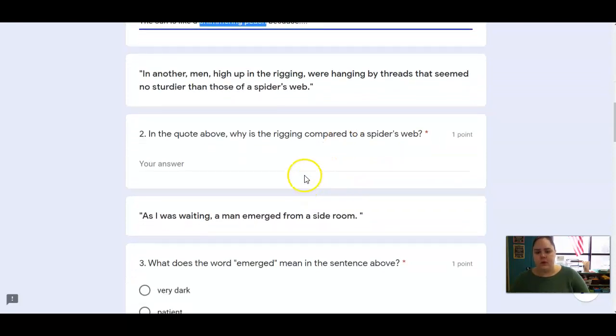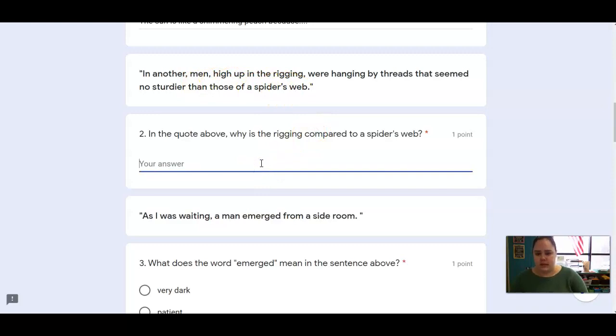Okay. Number 2, we're looking at this one. Men high up on the rigging were hanging by threads that seemed no sturdier than those of a spider's web. The question is asking you, why is the rigging compared to a spider's web? You're going to tell me the rigging is compared to a spider's web because what do they have in common? Think about what spiders' webs might look like or feel like or what they might be able to handle.